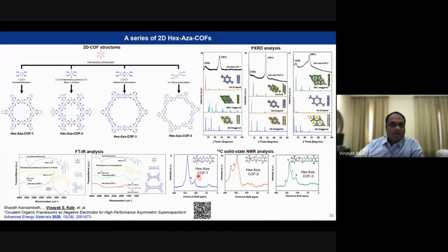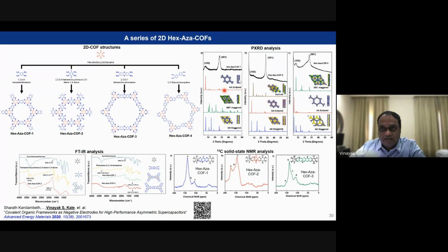So, as I explained, the synthesis of these COFs is based on the keto and the amine precursors, and we can stitch or make different COFs. The basic characterization of the COF is the powder X-ray diffraction pattern. So, as I explained, COFs are crystalline materials, but the arrangement of these COFs is also important.